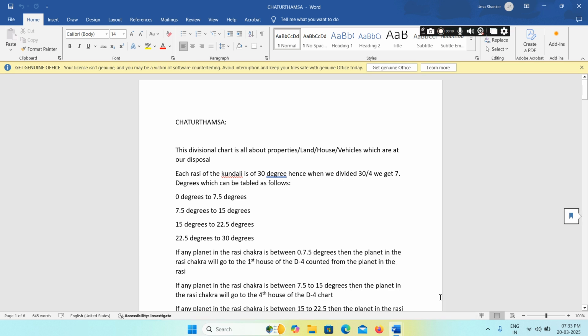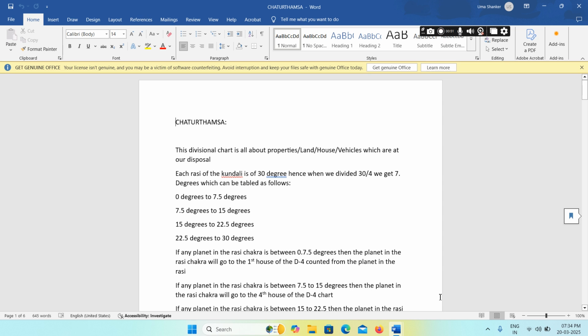Today's topic of discussion is about Chaturthamsa. Most astrologers do not analyze various divisional charts and just analyze Rashi and Navamsa, which is not the right way, because Rashi is global. Rashi is everything. In one house of Rashi, you can analyze many things. But what about the finest part of life? How do you analyze that? For that, we need to have divisional charts.